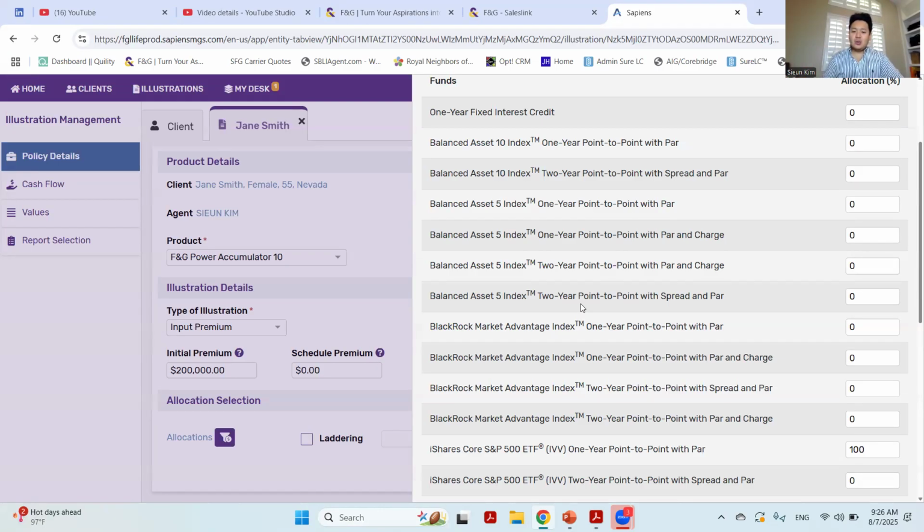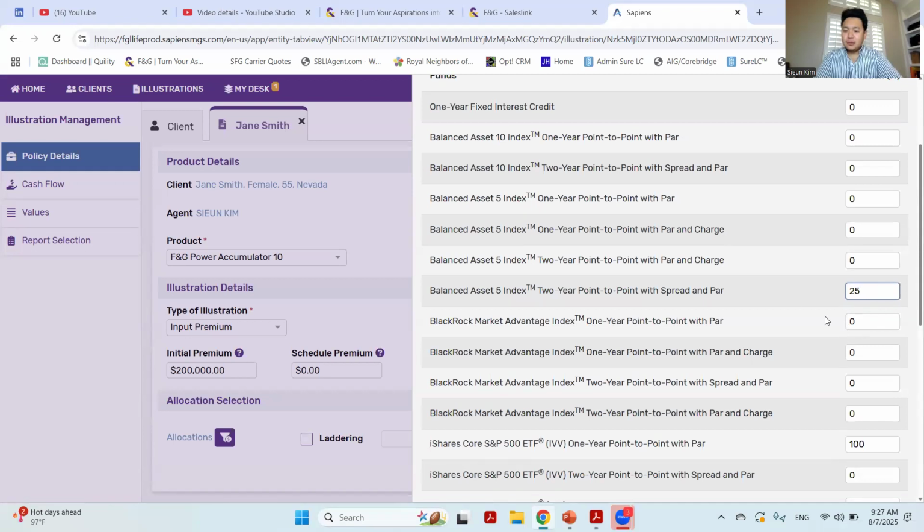So if a client is wanting to leave the money in there for a good 10 years, I'm a fan of 2 year point to point, but you can also mix it with other 1 year if you wanted to. All right. But I'm just showing you what kind of allocation you can do. So Balance Asset 5 Index 2 years, I can put 25% on that without the charge. I'm doing the one without the charge. Okay. No fees on this.